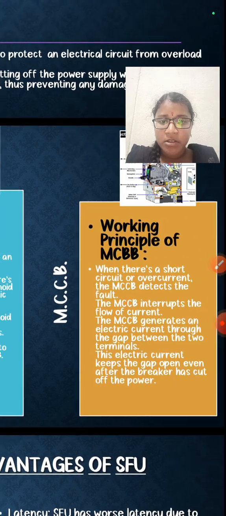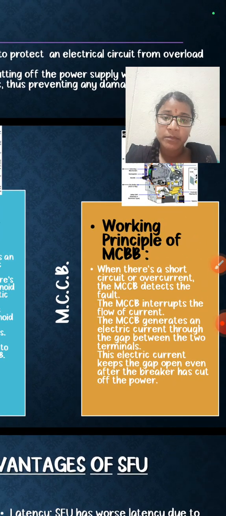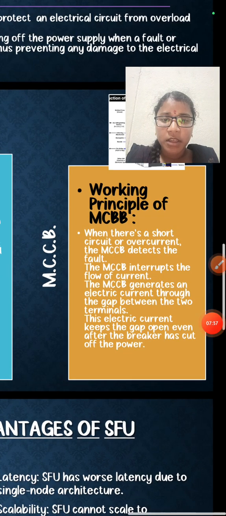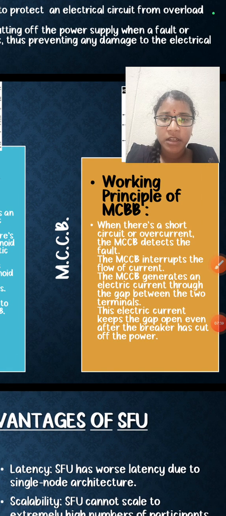Okay. Next, the working principle of MCCB. When there's a short circuit or overcurrent, the MCCB detects the fault. The MCCB interrupts the flow of current. Next, the MCCB generates an electrical current through the gap between the two terminals. This electrical current keeps the gap open even after the breaker has cut off the power.